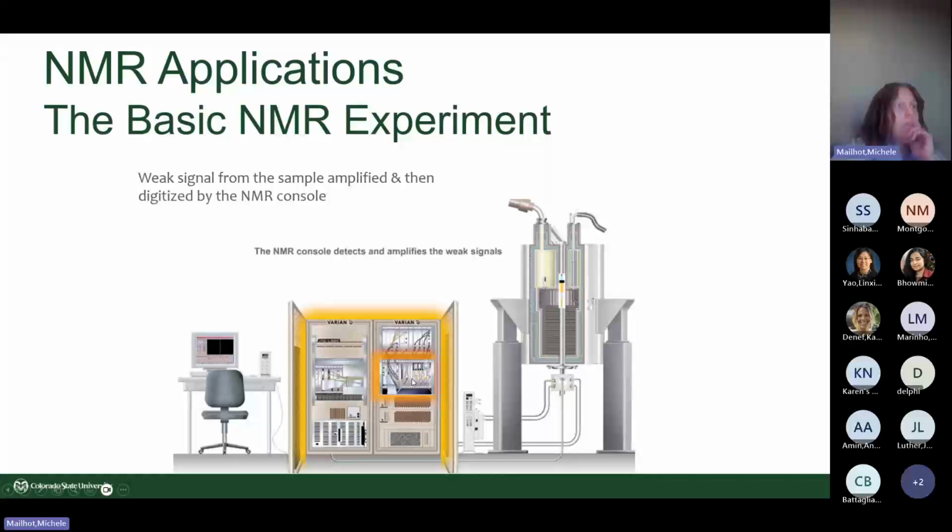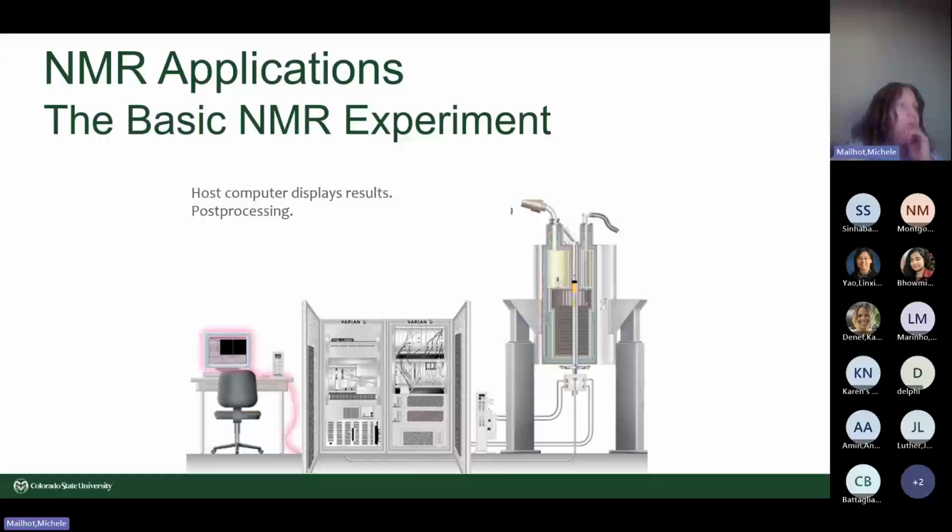The console then detects this tiny signal and amplifies it so that we can do the mathematics, the Fourier transform, and look at the signal. Then you go back to the computer and do all of your post processing: your Fourier transform, your integration, your peak picking, all of that happens on the computer. So that's what happens for NMR in a nutshell.